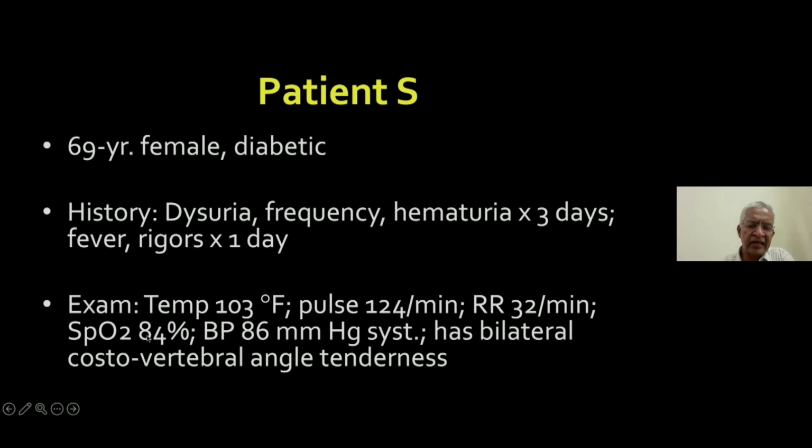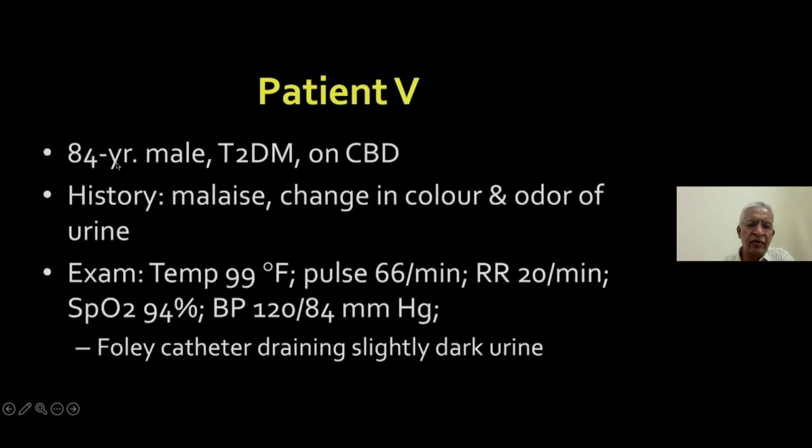SpO2 on room air was 84%, and the blood pressure was 86 millimeters of mercury systolic. She has bilateral costovertebral angle tenderness. The second patient is an 84-year-old male, again a type 2 diabetic who has an indwelling Foley catheter, with a history of malaise, change in color, and bad odor of the urine for about 2 days.